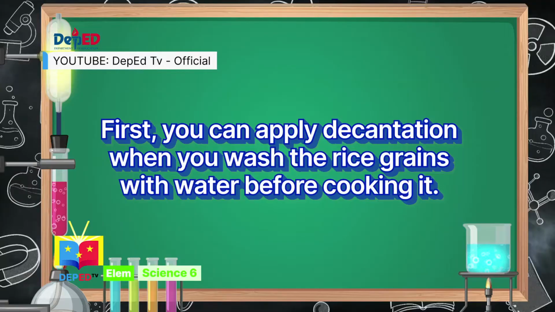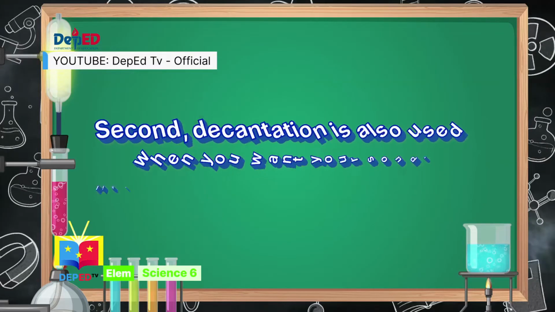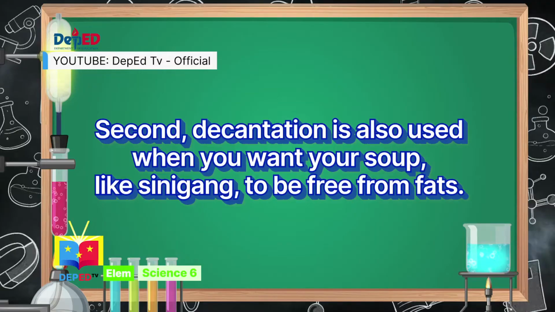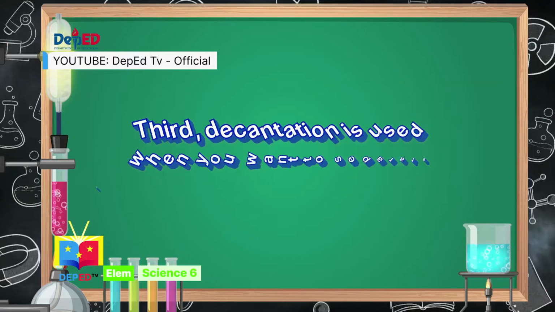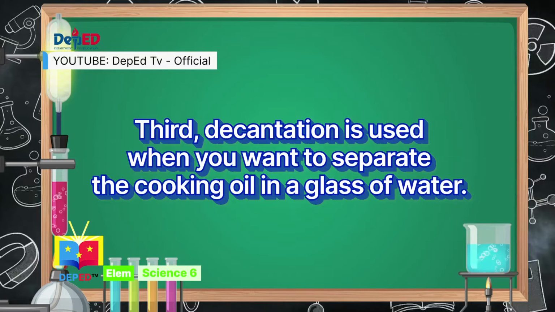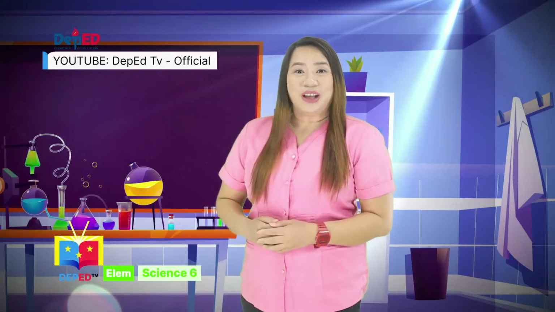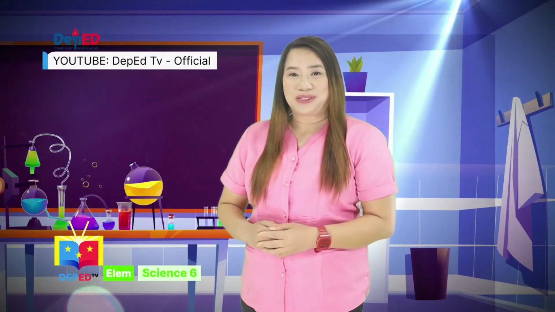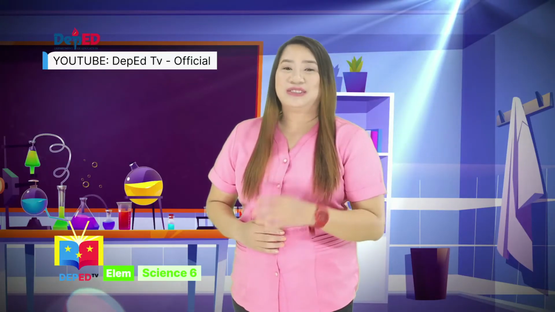Very good! First, you can apply decantation when you wash the rice grains with water before cooking it. Second, decantation is also used when you want your soup, like sinigang, to be free from fats. Third, decantation is used when you want to separate the cooking oil in a glass of water. Well done, science-minded learners! Indeed, you really understood our lesson in this episode. I hope that you will not forget what you have learned today.